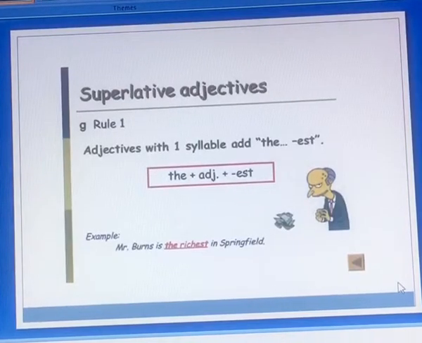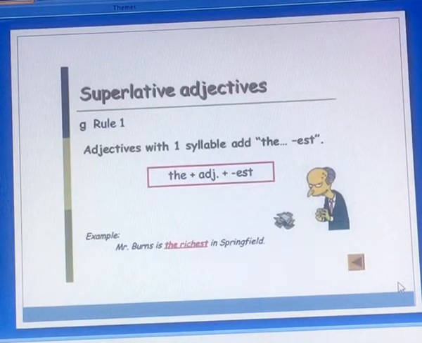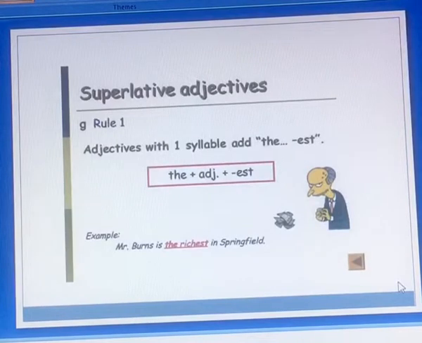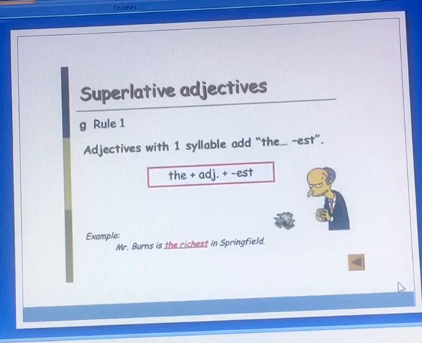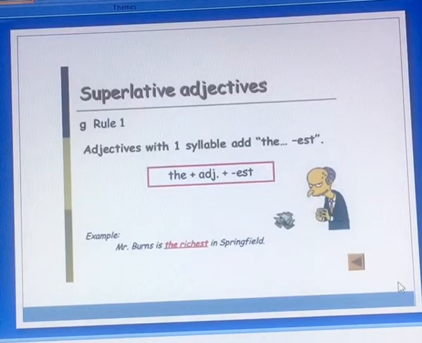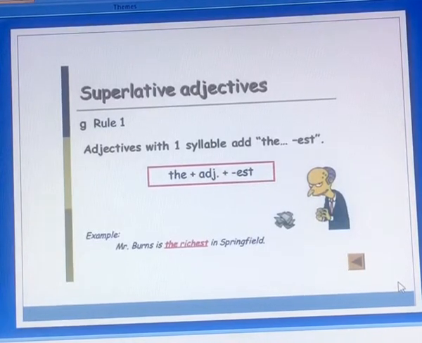The first rule: adjectives with one syllable add the adjective plus est. So you put the word the, then you write the adjective, then you put est. For example, Mr. Burns is the richest in Springfield. The richest is the superlative adjective. We put the before it and we added to it est.